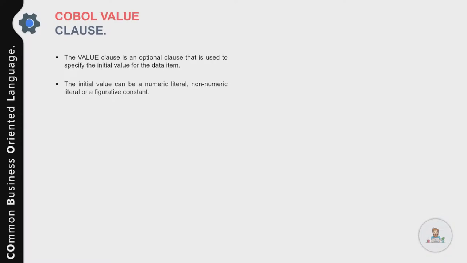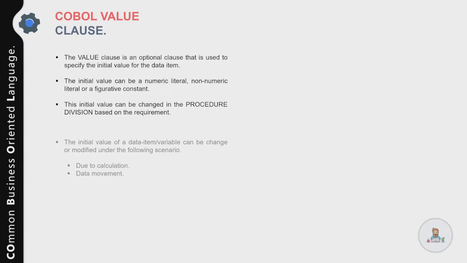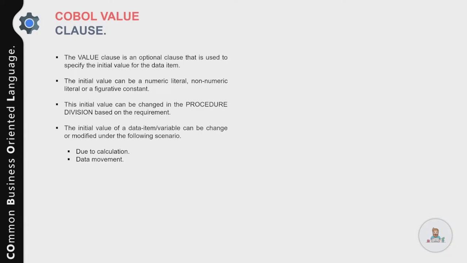The VALUE clause is an optional clause, and it is used to assign an initial value to the data item or variable. The initial value can be a numeric literal, a non-numeric literal, or a figurative constant. This initial value can be changed in the procedure division based on your requirement. That means whatever value you have initially assigned to a temporary variable defined in the working storage section can be changed when you use that variable in your program logic, that is in the procedure division.